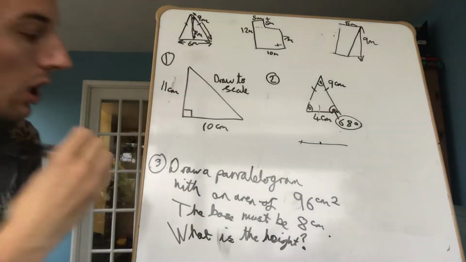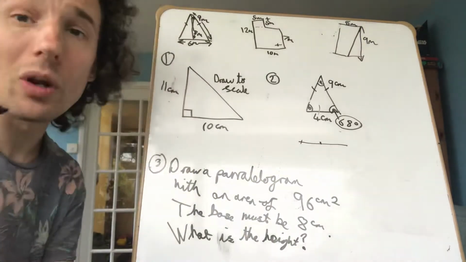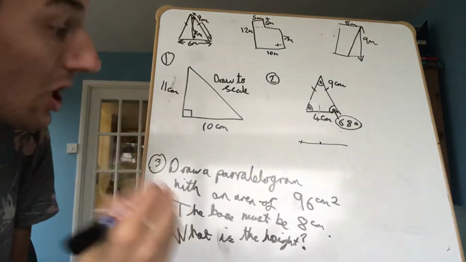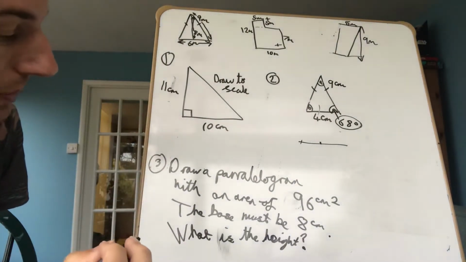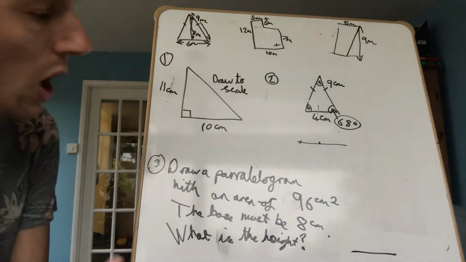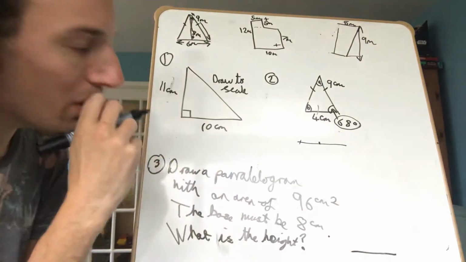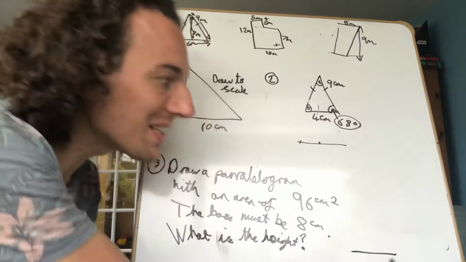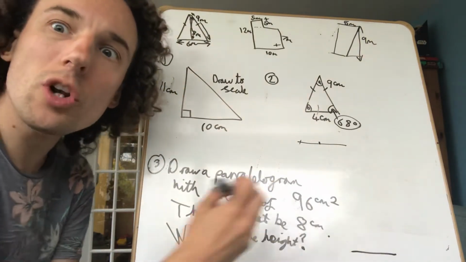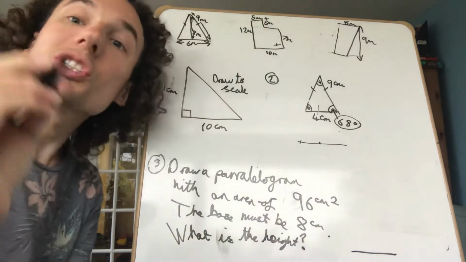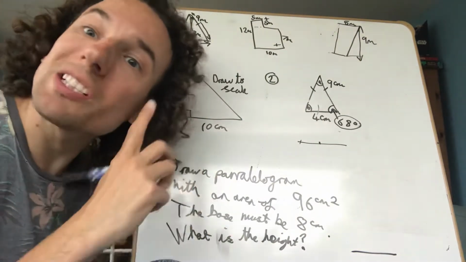Right then, I'm going to demonstrate this one really poorly. Draw a parallelogram with an area of 96 centimetres. The base must be 8 centimetres. What is its height? So let's just pretend that what I've drawn here is 8 centimetres. Okay, well, what would the height be? If the area is 96 and the base is 8, look at 96 and 8, what could we do to find the height? 96 divided by 8. So the height would be 12.